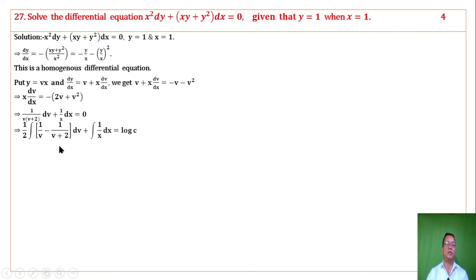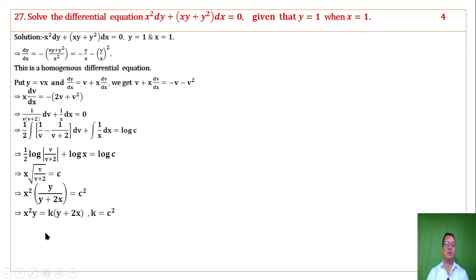Integrating both sides and balancing, we get this. For constant of integration, we have put log of c. Integrate, we get this. And taking square root on this and apply product rule for log, we have this. Put v equal to y by x and solve, we get this, which is the general solution of the equation.